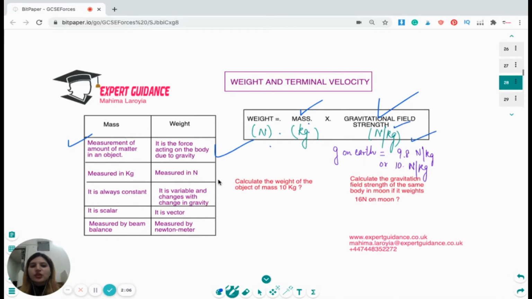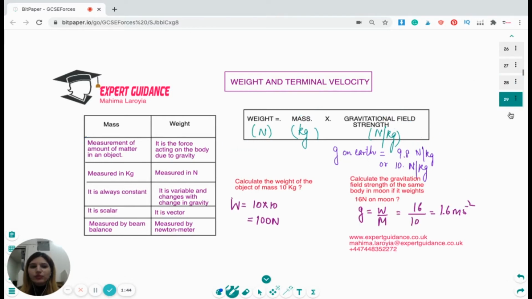All right. So now let's take an example. You have to calculate the weight of an object of mass 10 kgs. Remember, on the Earth, if they don't specify in the exam, you can use either of the values, 10 or 9.8. If they specify a value, then you will use that value. Then calculate the gravitational field strength of the Moon if the same body weighs 16 newtons. So have a look, try out this question, pause and come back.